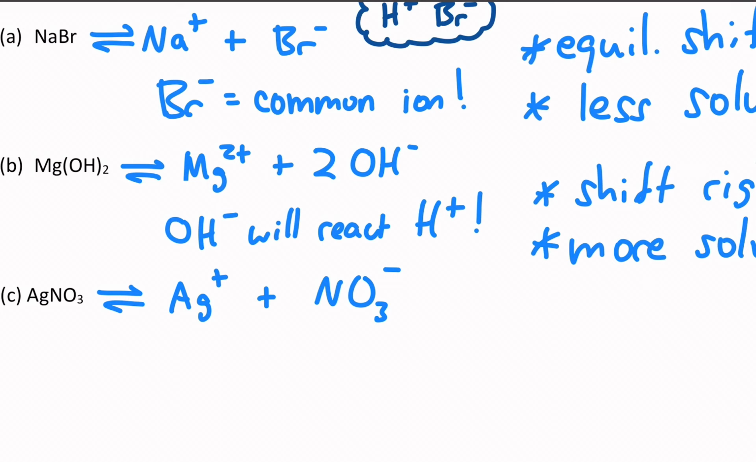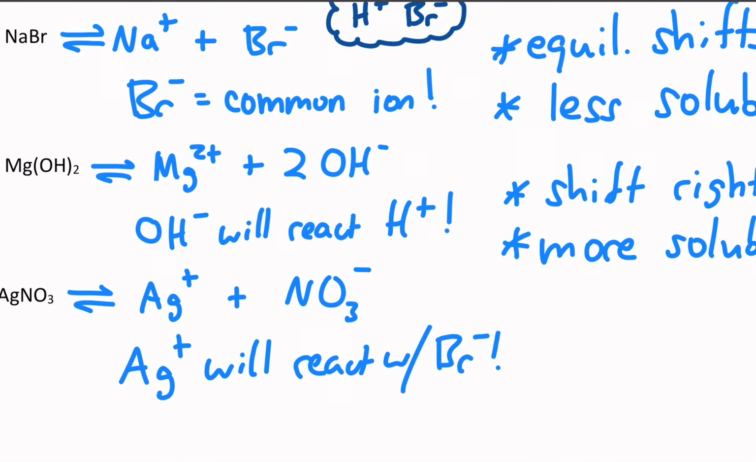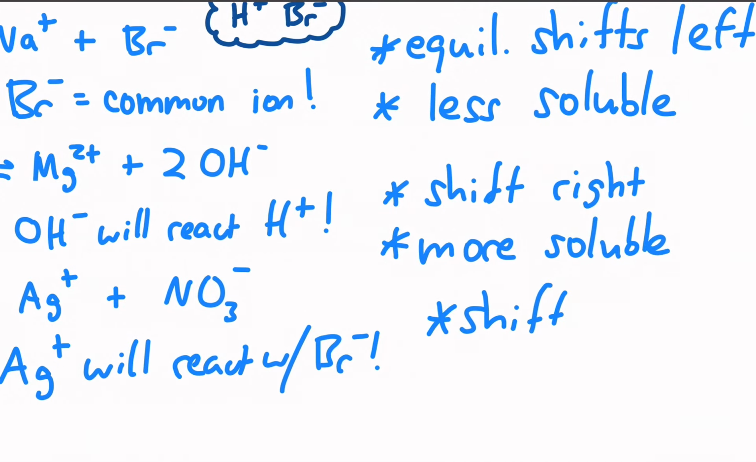And then the last one also doesn't have a common ion, but there's also a reaction at play. The silver ion will react with the bromide. So that will effectively remove silver ion. You will shift it to the right, and you get something that's more soluble.